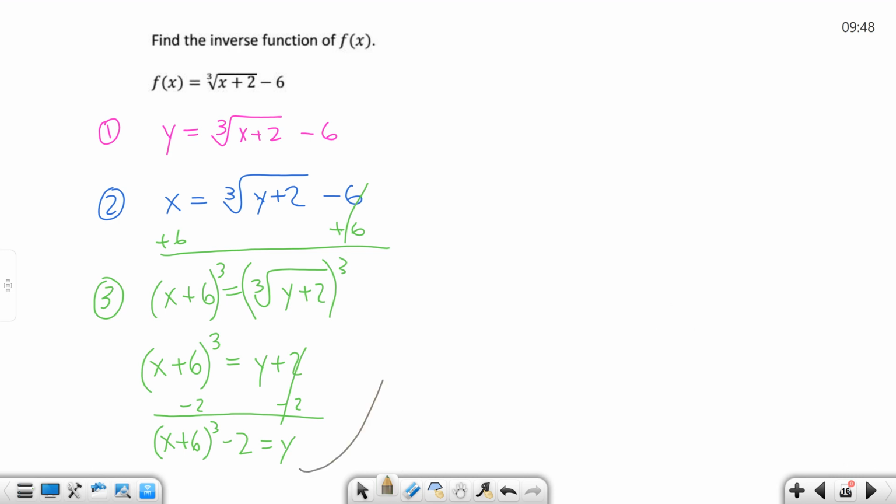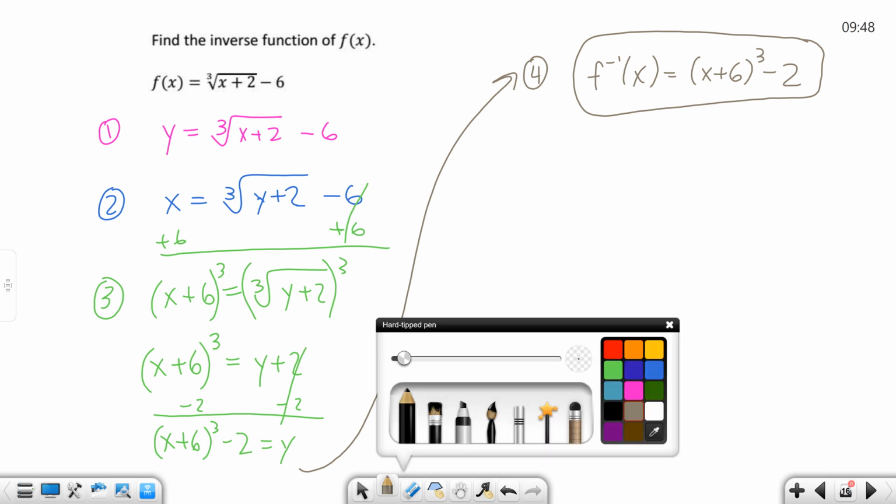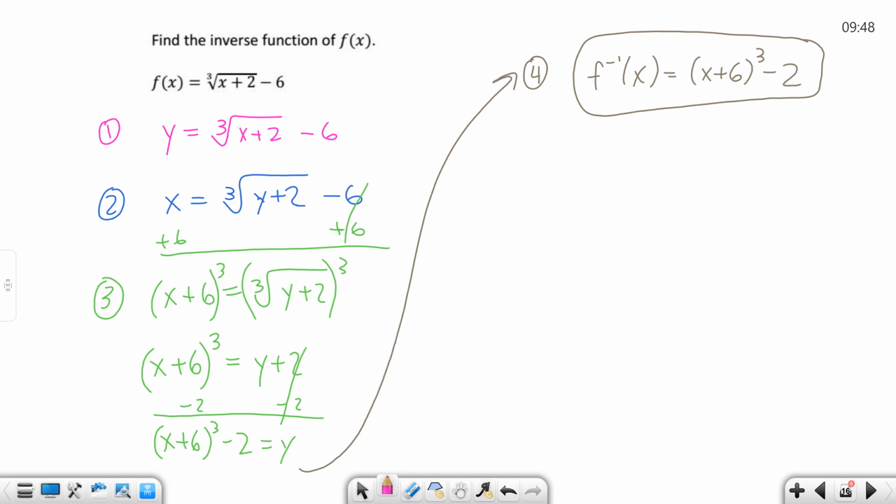And then again, I just didn't have room down here. I can't even get all of step 3 down there, I imagine. So step 4 is going to be to say f inverse of x, right? Change y to f inverse of x equals x plus 6 to the third minus 2. And I know I put f inverse on the left, but we talked about that, right? If it's equal to y, then y equals is the same thing. And you're replacing y with f inverse here. Okay? So there is your inverse function of f.